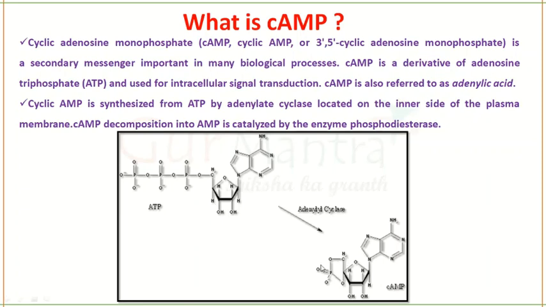You can see the structure of cyclic AMP here. You have a base here, you have a sugar, and cyclization of the phosphate here. So this is cyclic AMP. When phosphodiesterase comes into action, it will break this cyclization, and this will just be 5'-AMP.